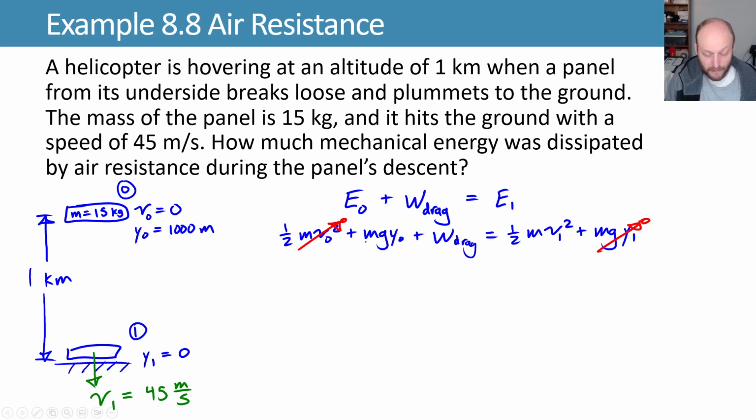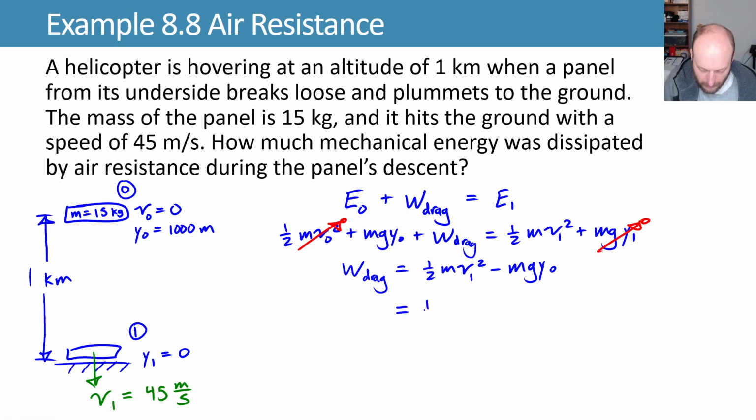And rewrite this, now solving for the work of drag. All we have to do is move m g y naught to the other side, and we will have our work of drag being equal to 1/2 m v1 squared minus m g y naught. This is it. We're done. We have to plug in numbers.